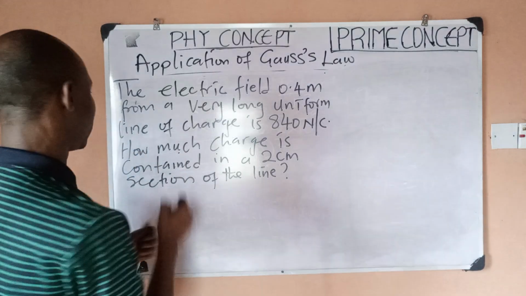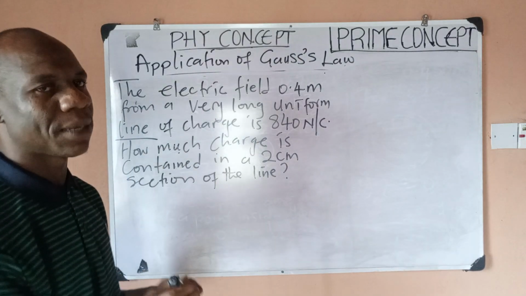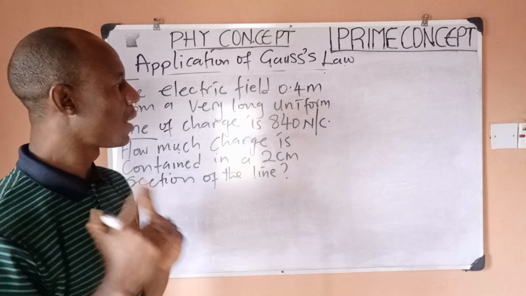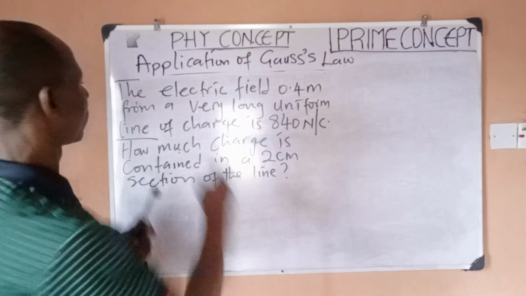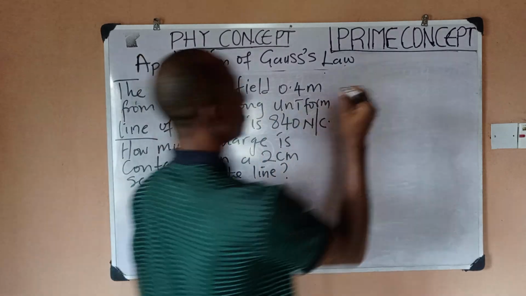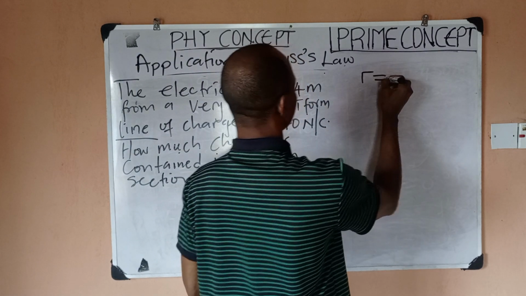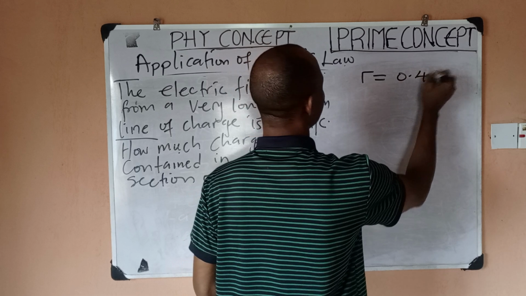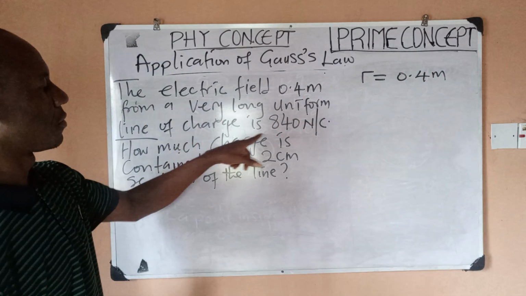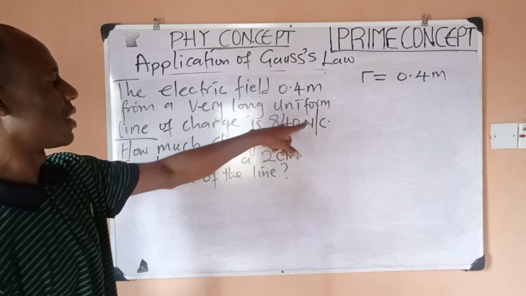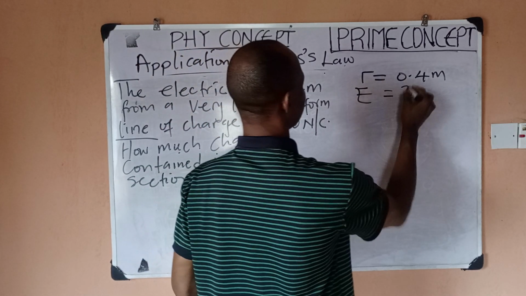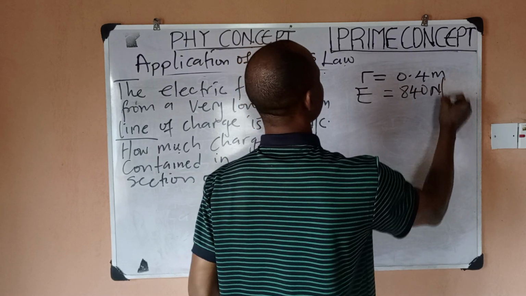So what it means is that this question is talking about linear charge distribution, or line charge distribution, right? So the electric field 0.4 meter from the long wire. So it means that the radius we're dealing with is 0.4 meters, and the electric field E is 840 Newton per coulomb.